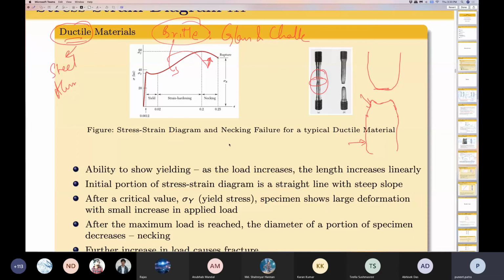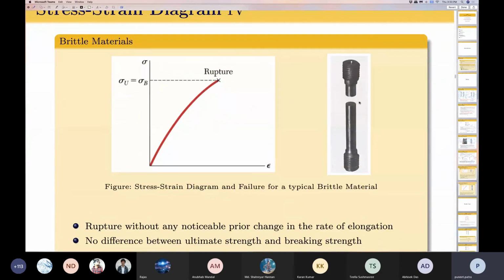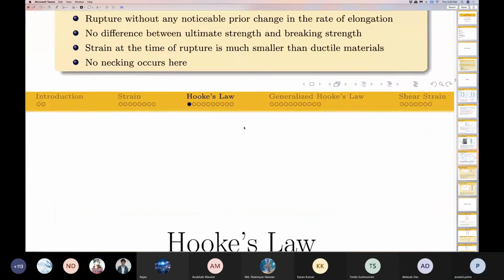Now, on the other hand, if you have a brittle material, the failure would be completely flat. There would not be any necking, there would not be any change in the cross-sectional area. You can see from this specimen that there is no change in cross-sectional area whatsoever. So this is the basic difference between a brittle and a ductile material. Okay, keep that in mind.